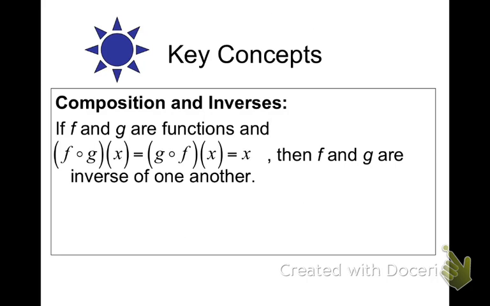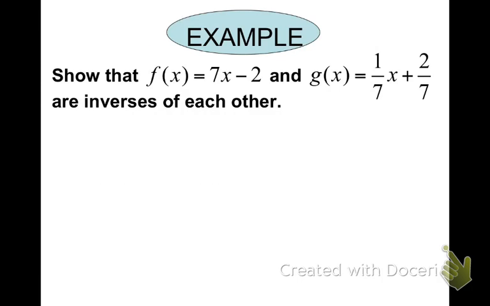All right, so the last thing we have to do is a way to verify. Don't even worry about writing this. Let's just do an example. If we incorporate composition of functions with inverses, we can verify that two functions are inverses of each other by doing a composition of the two functions. So if I have function f, that is 7x minus 2, and I have function g, which is 1/7 x plus 2/7, I want to see if they are inverses of each other.